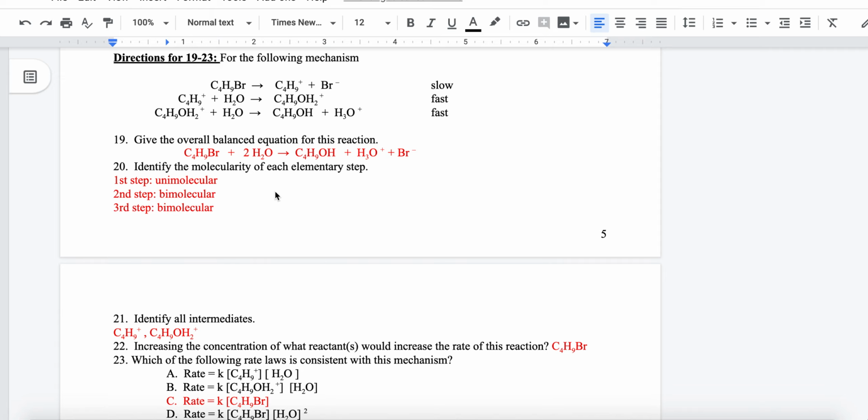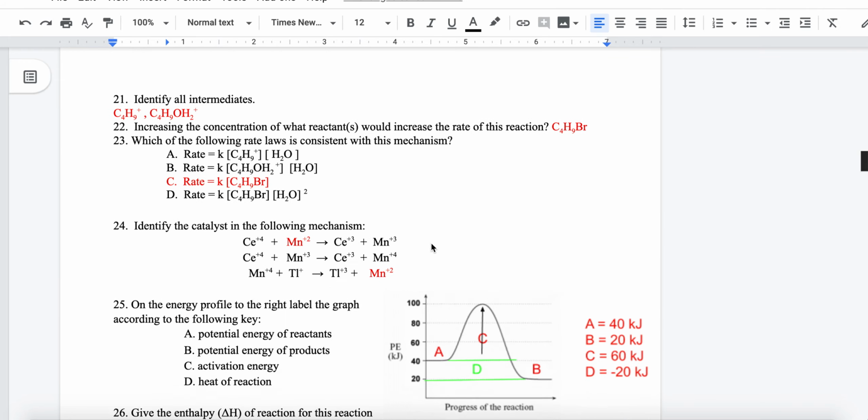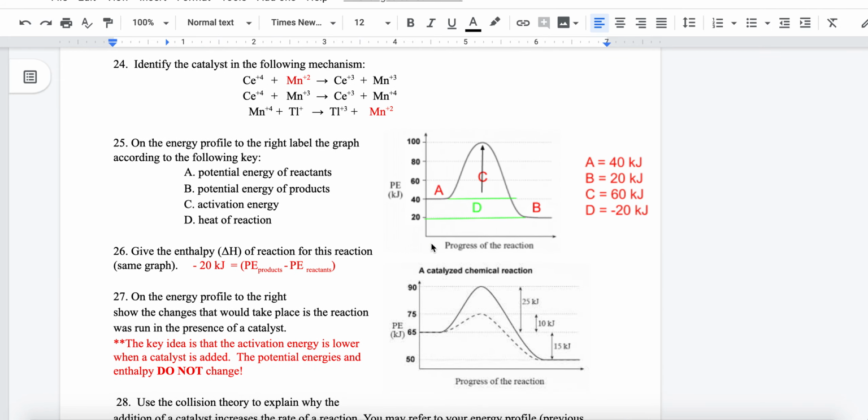And then lastly, an important skill with mechanisms is writing the rate law from the mechanism. When the slow step is first, just use the rate law for the first elementary step as the overall rate law, which is choice C. 24, identifying catalysts, which is another key component of reaction mechanisms.